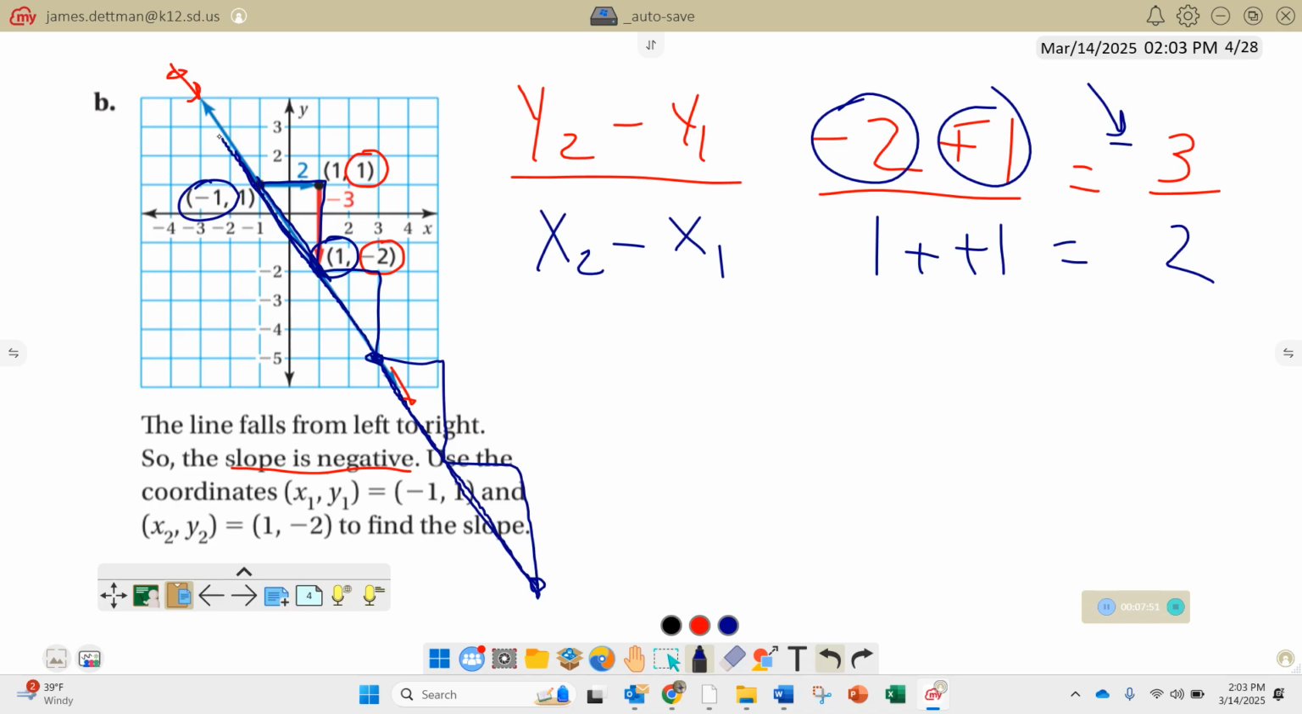Because what do we know about a line from other grades? We know that a line doesn't end, right? It just goes on and on forever. So that's -3 over 2.